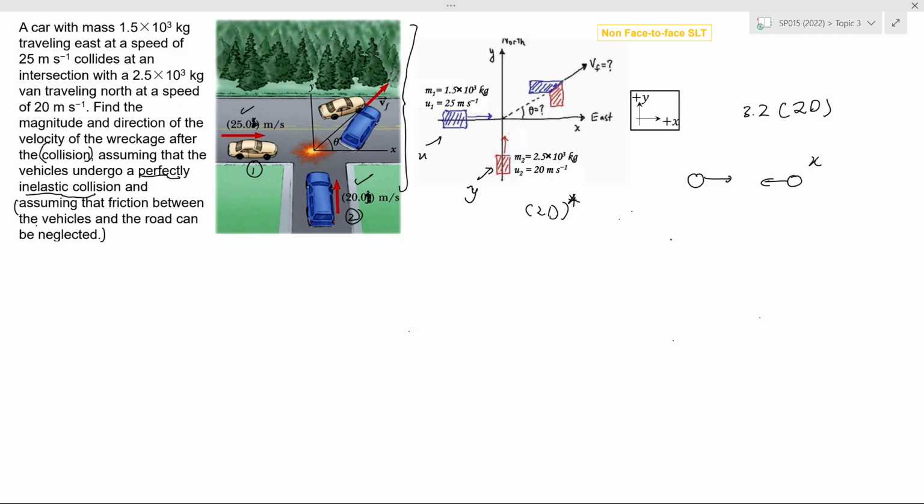Okay, so ini saya dah buat a simple sketching dia. Kita ada M1 gerak dekat 25 meter per second east. Ini pula 2.5 times 10 to the power of 3 kilogram gerak dekat north. So ni gerak X, gerak Y. And bila dia collide, dia stick together. So kita tahu dia punya M1 akan tambah dengan M2. So now, you must apply, how do we solve untuk mencari dia punya V dengan dia punya angle theta, dia punya direction.